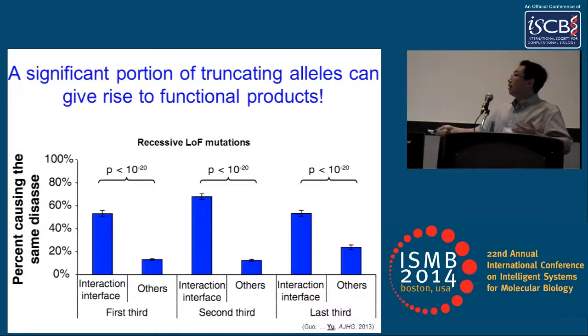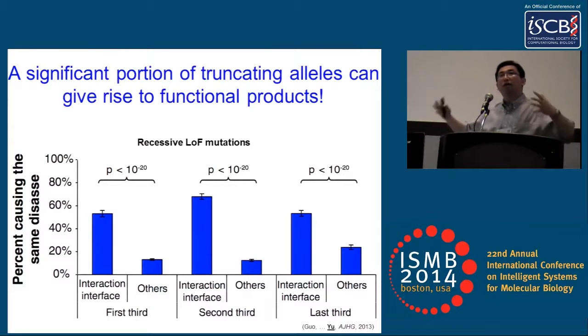I was again wrong. We found that even if the LOF is in the first third of the protein, meaning that it will cause the protein to lose more than two-thirds of its length, a significant portion of that can still give rise to a functional product, right? Sequencing is going on right now, and we have many algorithms analyzing sequencing data, trying to relate them to various diseases. And as far as I've seen, most people, when they see a LOF, will just say, oh, it's completely lost function. Again, our results show if you do that, you may come to misleading results.